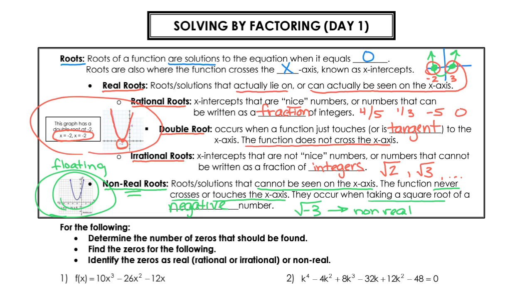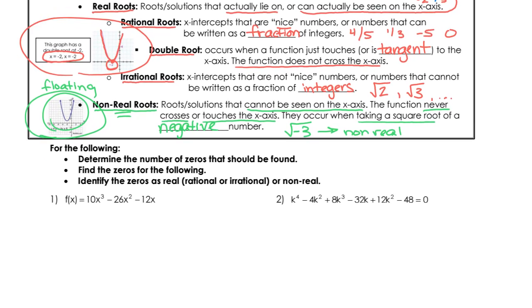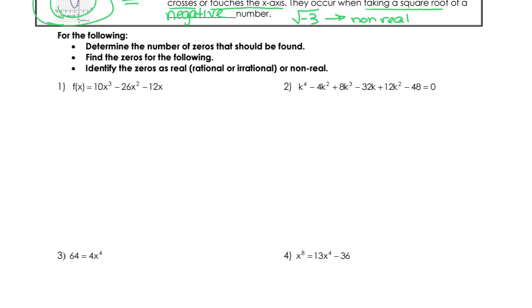All right? So let's go ahead and see what we have down here. It says for the following, determine the number of zeros that should be found. Zeros, remember, are the same thing as roots or solutions or x-intercepts. They want you to find the zeros for the following and then identify the zeros as real, rational, or irrational, or non-real. All right, so let's take a look at the first one.